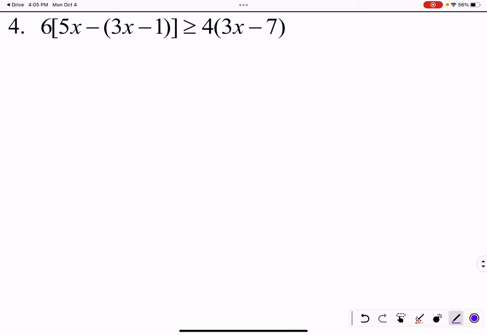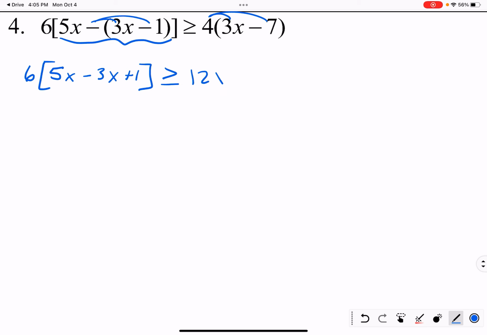All right, so this one, number 4, I'm going to work from the inside out. So I'm going to do 6, and I'm going to handle whatever's on the inside of these brackets here. So let me distribute that negative, so we get negative 3x plus 1, and then I'll close off the brackets. Greater than or equal to, let's distribute that 4 through, so we get 12x minus 28. And I'm still going to focus on the brackets, and then once that's simplified, then I'll go back for that 6.